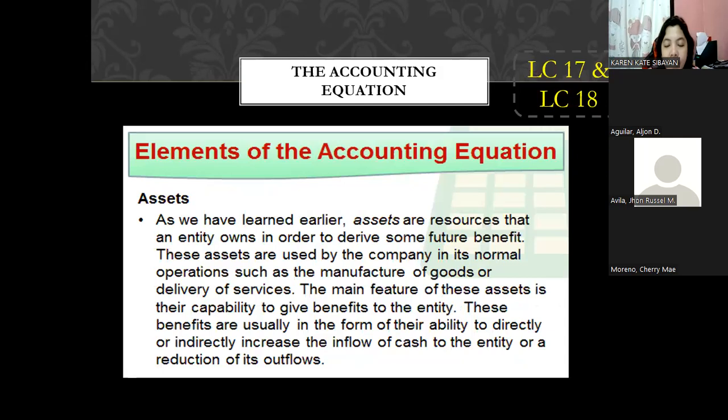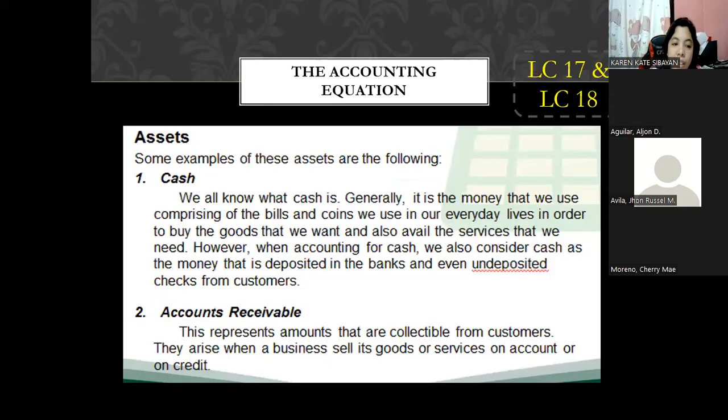So one of the elements of the accounting equation again is the assets. Sabi nga, tandaan, take note, assets are resources that the entity owns. These are usually used by the company in its normal operations, such as the manufacture of goods or delivery of services. The main feature of an asset is the capability to give benefits to the entity. These benefits are usually in the form of their ability to directly or indirectly increase the inflow of cash to the entity or reduce its outflows.